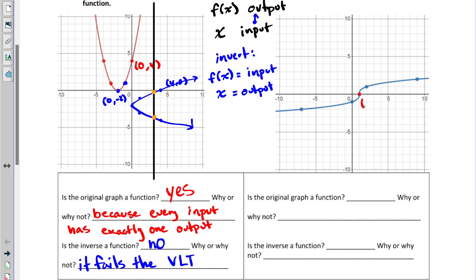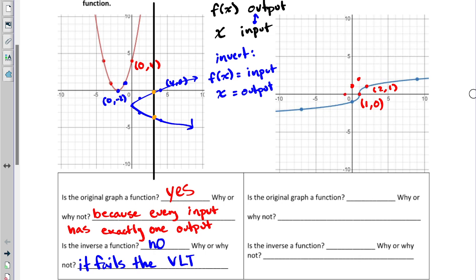So for instance, this one's at 1, comma 0. I'm already doing the swapping in my head. That means I need to graph a point at 0, 1 right here. Okay, so that's going to be on my graph. Then I have this point right here at 2, comma 1. That means I need to graph a point at 1, comma 2. This one is at 0, negative 1. That means I need to put a point at negative 1, 0.